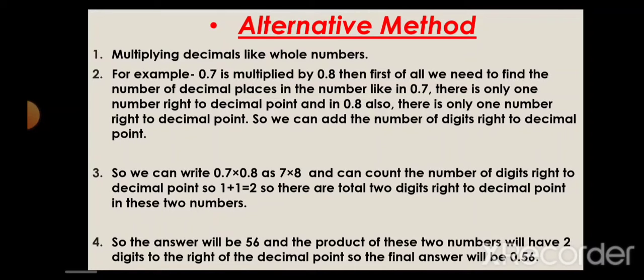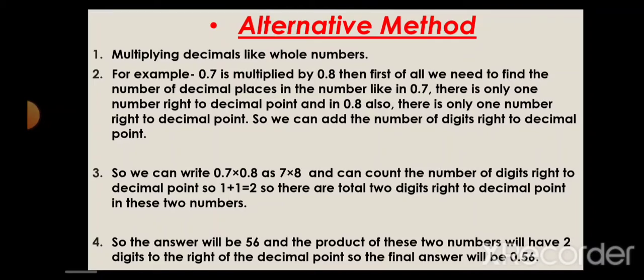Now we have to apply the digits we counted in our first step. We counted that there were two digits right to the decimal point, so we will apply this to the final product of these two numbers. So our final answer will be 0.56, after applying our first step, that there were two digits right to the decimal point.